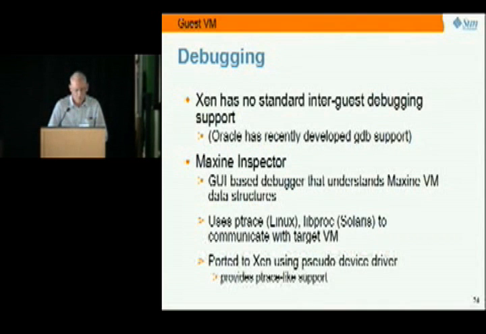And this was all motivated by a lot of the work that was done in, say, the Self environment originally. It uses ptrace or libproc to talk to the target VM. In the Xen world, again, we created another of these pseudo device drivers, another custom protocol to communicate between the debugger and the target domain. And that turned out to be a fairly simple thing to do. We had to put a little bit of support in the microkernel for it, but not much.